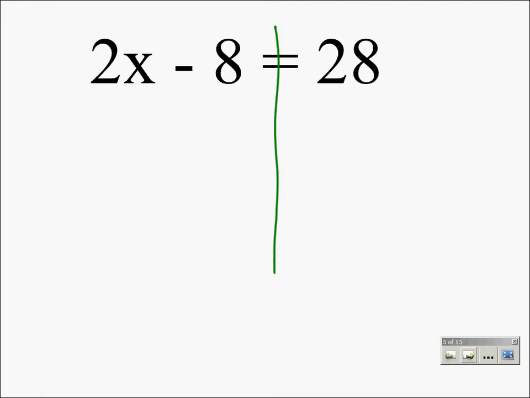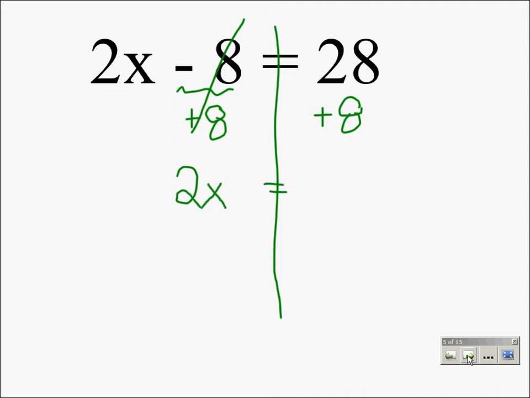Okay, I'm going to draw my line down my equal sign so I know where both sides are. And I always want to do the opposite on both sides. So I'm going to start with all my adding and subtracting symbols and get rid of those. So I have a minus 8 right here. The opposite of minus 8 is plus 8. So I'm going to do that on both sides. Here they cancel, leaving me still with 2x on this side, my equal sign. And 28 plus 8 is 36.